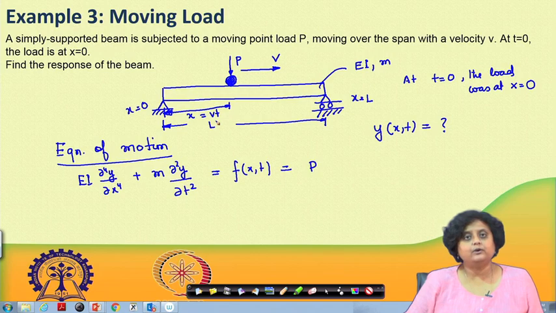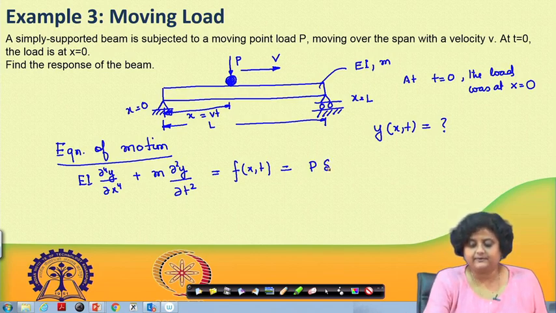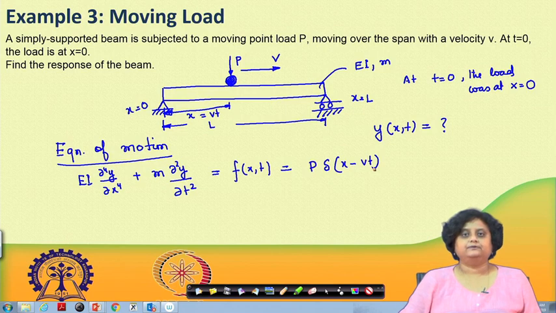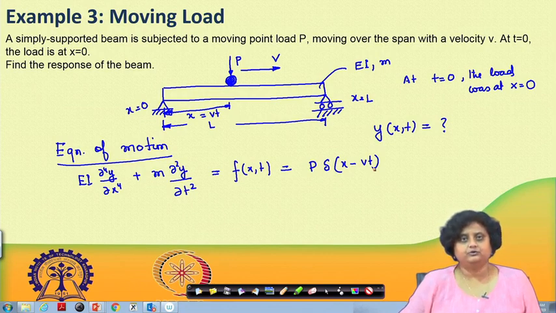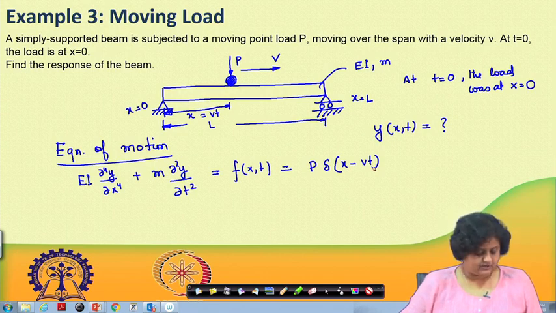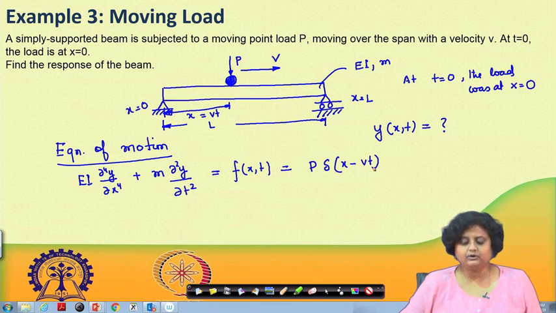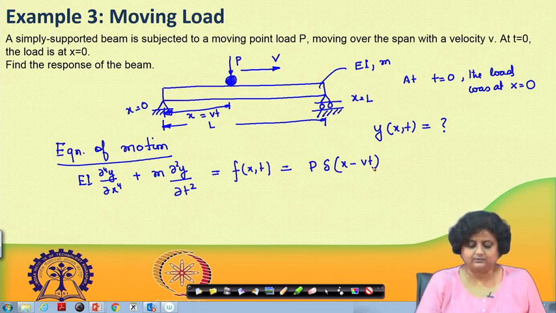So, how am I going to mathematically represent that? I can mathematically represent that by a Dirac delta function of x minus Vt. This is going to give me the expression of the force, right. Now once we get the expression of the force, then solving the problem is pretty straightforward. So, how are we going to solve the problem? Let us see how we are going to solve the problem.